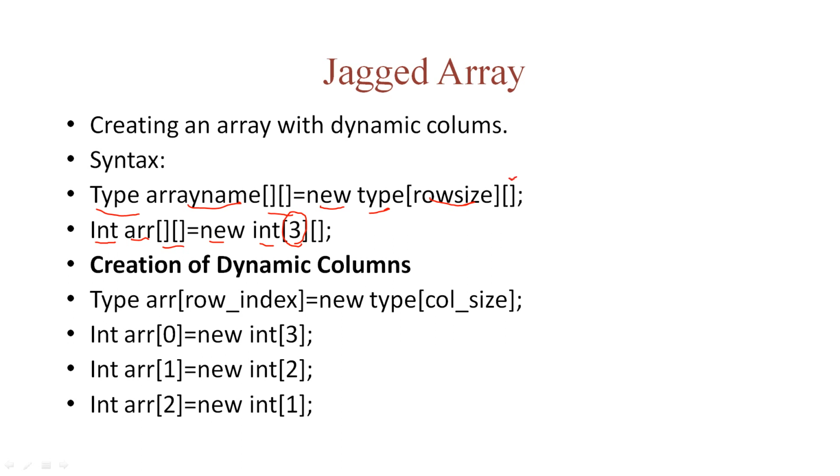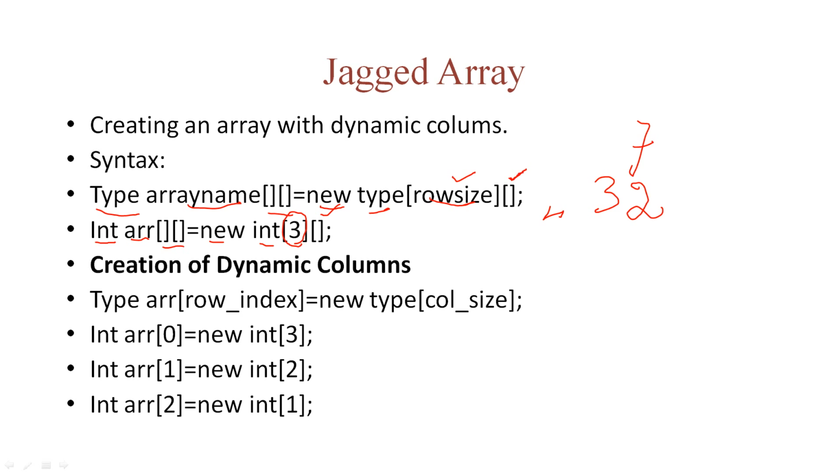What about the column? I have left the column empty, because if I specify 4 here, each row will have 4 columns. If I specify 3, each row will have 3 columns. If I specify 2, each row will have 2 columns. If I specify 7, each row will have 7 columns. For that reason, instead of a fixed number of columns for each row, I have left this space empty, which specifies the dynamic columns. So: type, array name with two dimensions, new type of row size, mention the size of the row, and leave the columns empty.